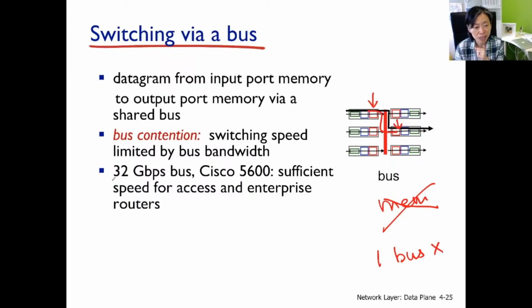And this is actually in the Cisco 5600 series. Having a 32 gigabits per second bus guarantees also a 32 gigabits per second switching rate. Now the only limitation is just the bus. Okay, there could be bus contention depending on how many input ports you have and how busy they are.